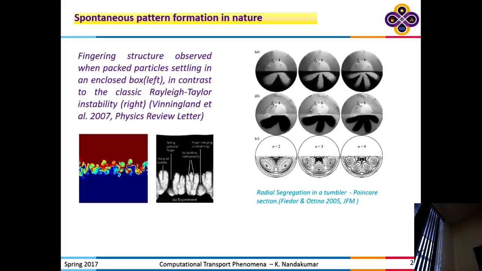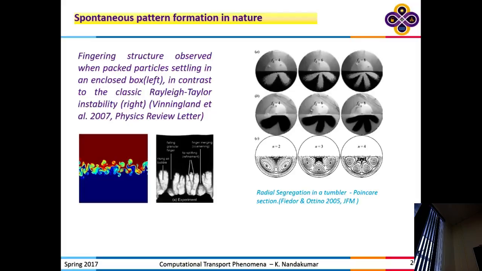So the question is, can we have the same modeling framework that we studied for the suspension droplet? Can the same framework work for this one to predict these kinds of behavior? So one set of challenges is trying to identify experiments like these that form patterns spontaneously, that are well documented, and see whether the same modeling framework can capture different varieties of these phenomena.